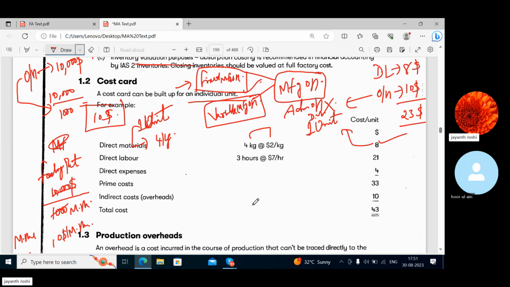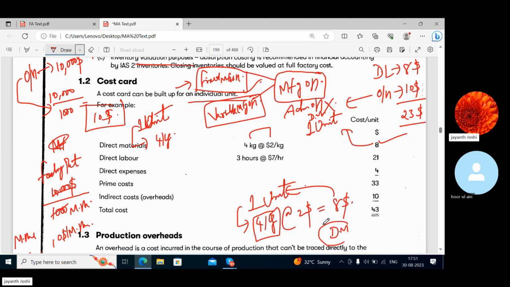Again, I'll keep it 1 unit. I want 4 kgs of material. Each kg is available at the rate of $2. So totally $8 is what I'll be spending for 4 kgs of material, and that would be the cost of 1 unit of product, right? With respect to direct material or material cost, for making 1 unit of product, the material cost is $8, right?